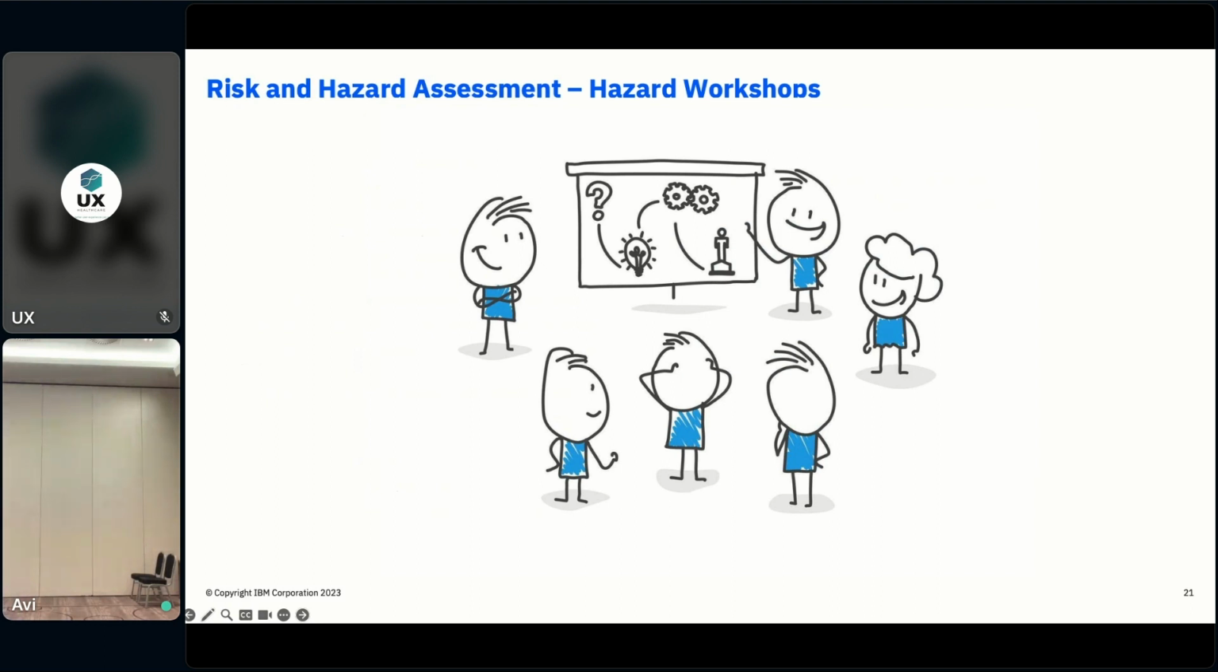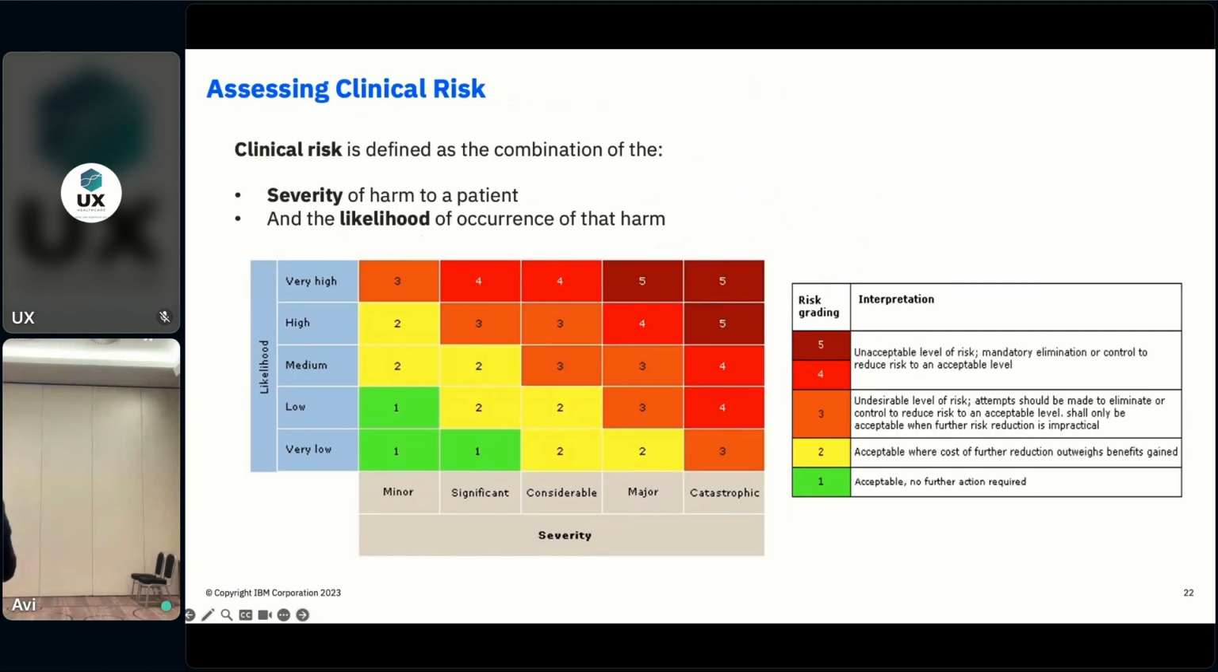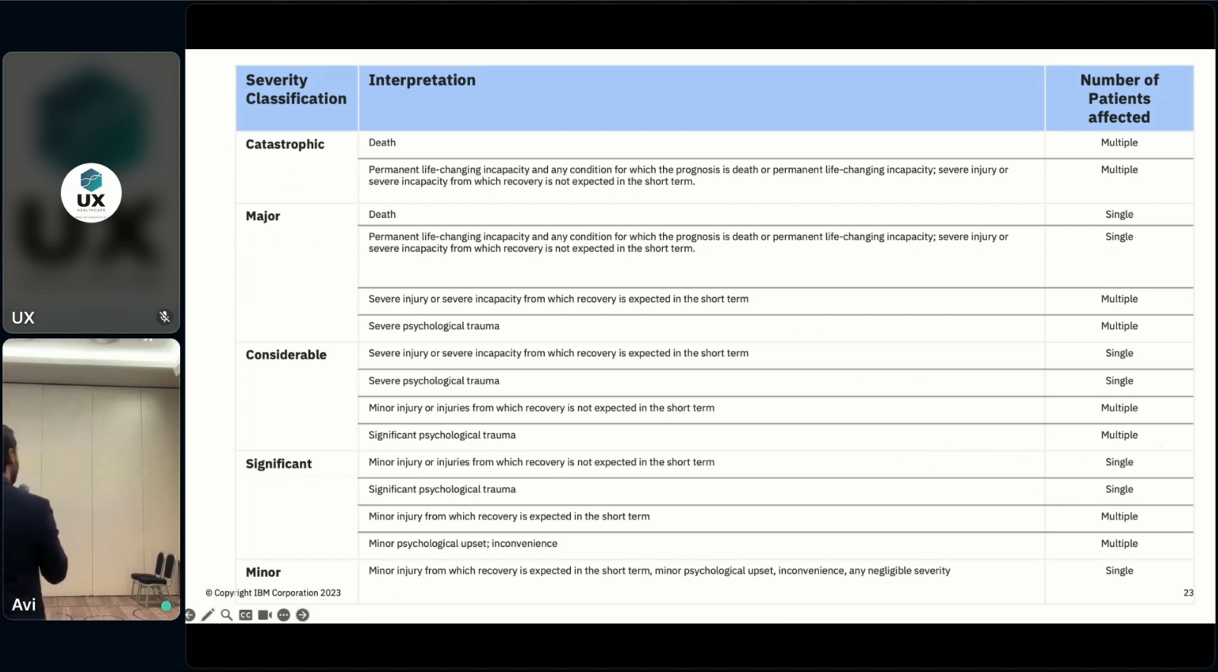So if you're ever part of a hazard workshop, I encourage you to speak up. It's often the simplest observations that can make the biggest impact, and some of those often come from non-clinical folk, and that's why it's really important that designers, developers, and everyone are involved. And just so you're aware, we'll use matrices like this to assess risk. The stuff in red is obviously really bad, and we need to bring it down to the yellow-green area. And these are standardized across industries. So again, we're not reinventing this in healthcare.